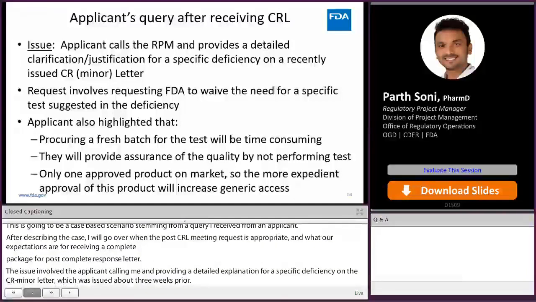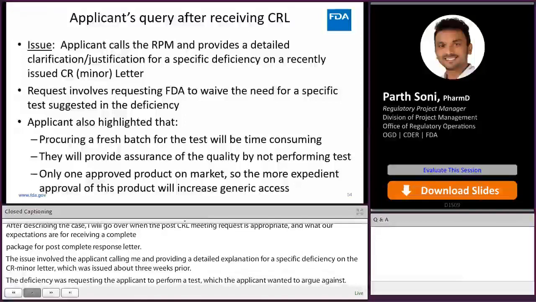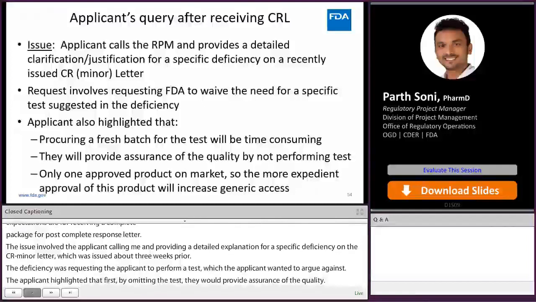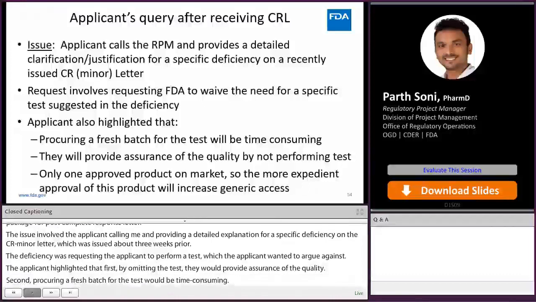The applicant highlighted that, first, by omitting the test, they will provide assurance of the quality. Second, procuring a fresh batch for the test will be time-consuming. And third, there is only one approved product on the market, so the faster this ANDA is approved, the better it is for the U.S. generic market.